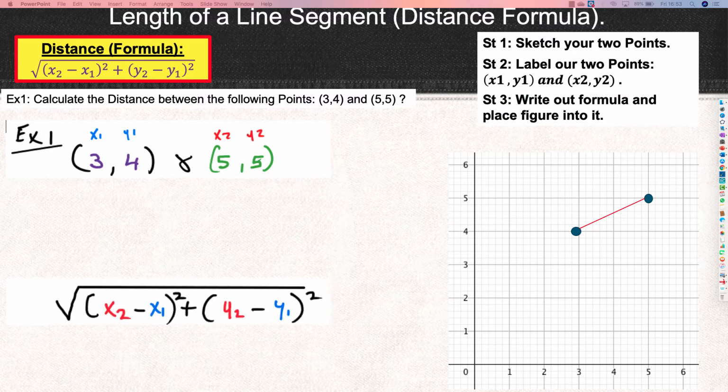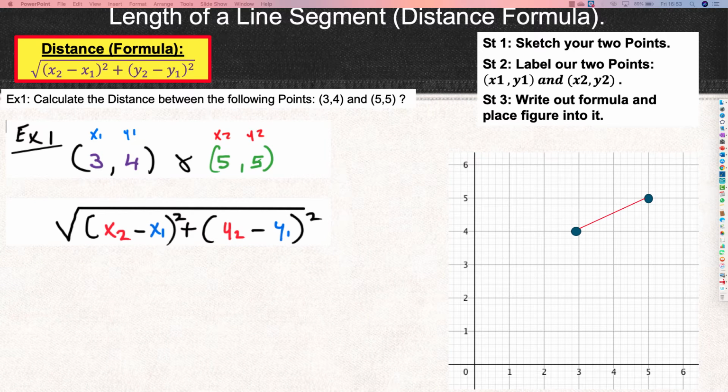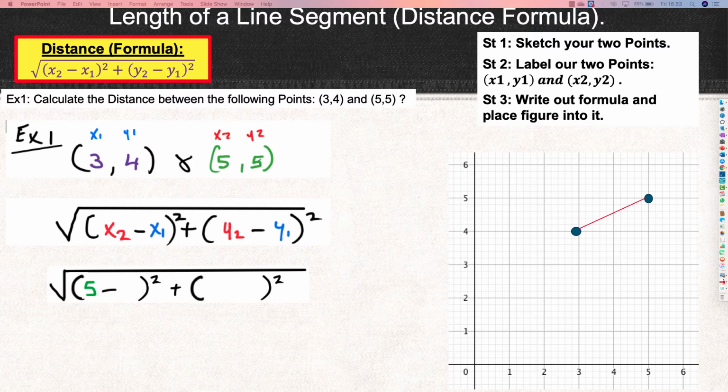Next thing, you literally put it straight into your formula. That is the square root. Ema, what's x2? x2 is 5. What's x1, Chris? x1 is 3, so it's 5 minus 3. Julianne, what's y2? And Gamer, what's y1? Minus 4. Right, calculator's out.